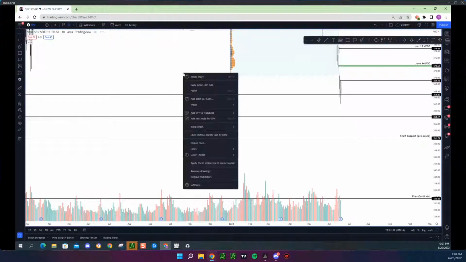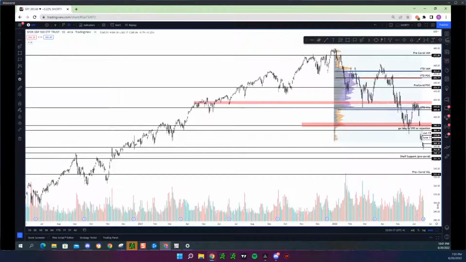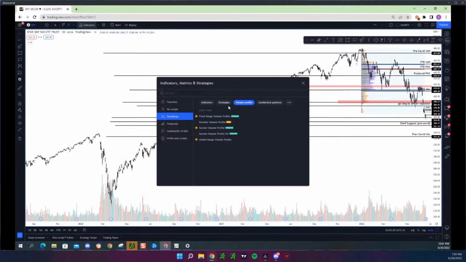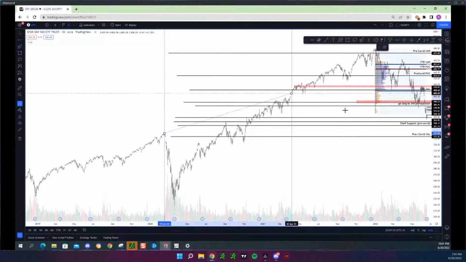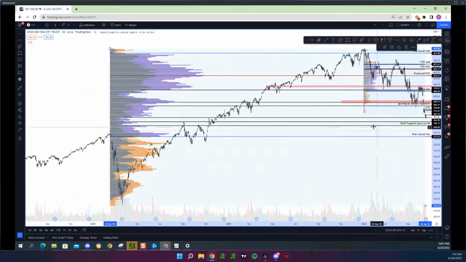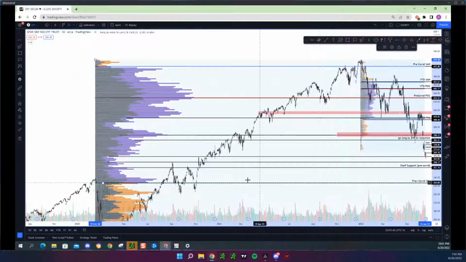Let me see if I have it up. Let's see. Not here. I did a pre-COVID one, let me see where it was. Right here. So what I did, I grabbed this fixed range, and then I basically grabbed from here to the latest one, which would be here, and then it'll spit out this nice shelf or nice volume profile that you can use.